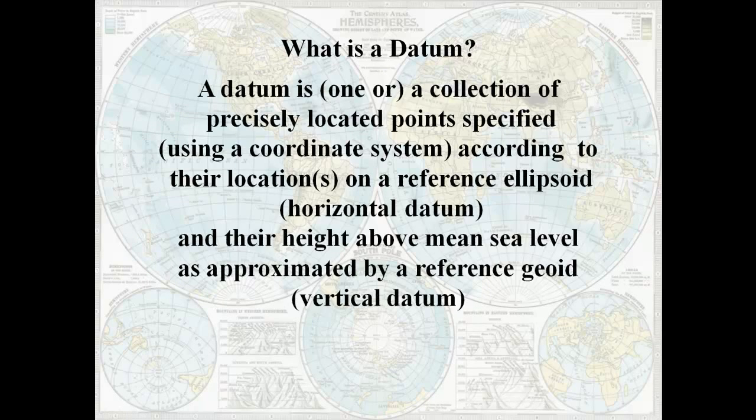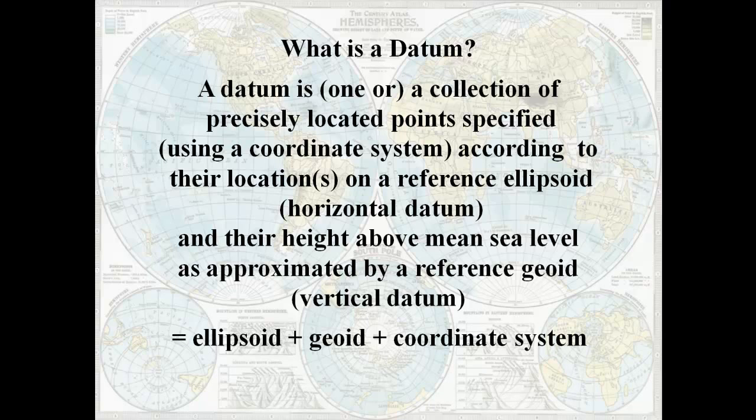What is a datum? A datum is a collection of points that have been precisely located so that you can use those as your reference. So the datum has taken into account the ellipsoid and the geoid and precisely located a point, and then you can use that as your reference, knowing that it's based upon an ellipsoid and a geoid. So the ellipsoid is going to give you a horizontal datum, and the geoid is going to give you what's called a vertical datum. So an ellipsoid and a geoid combined with a coordinate system, that's a datum. Using those three things, you can precisely locate points that then you can use as a reference.